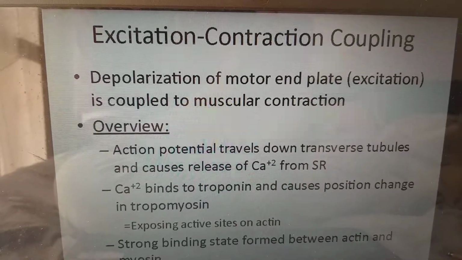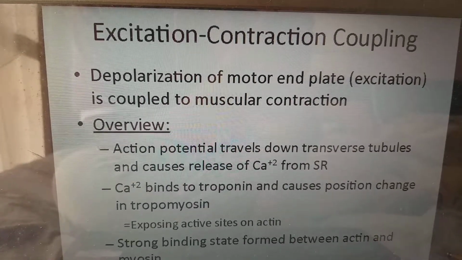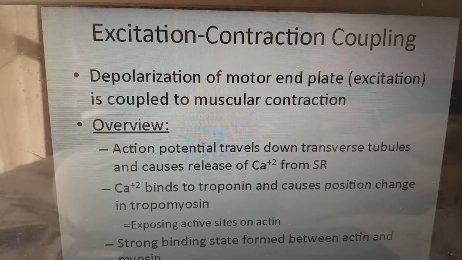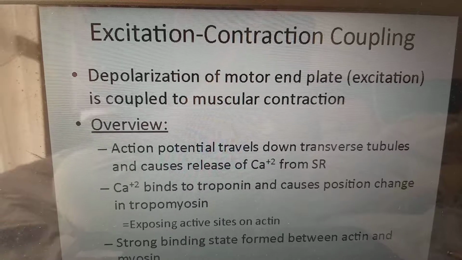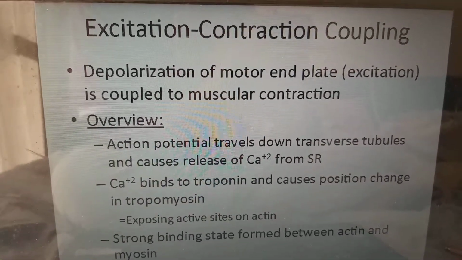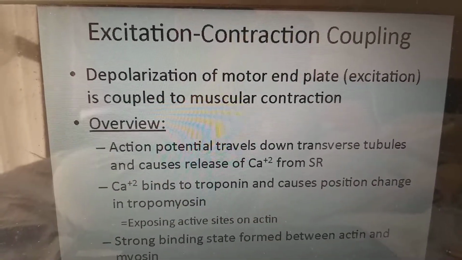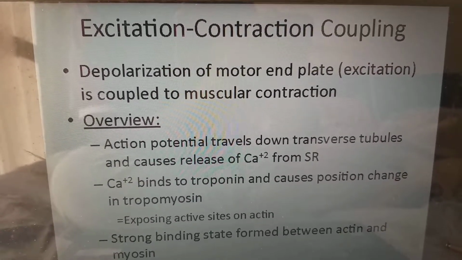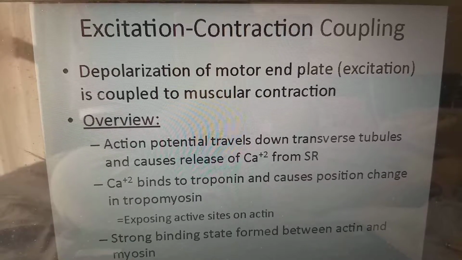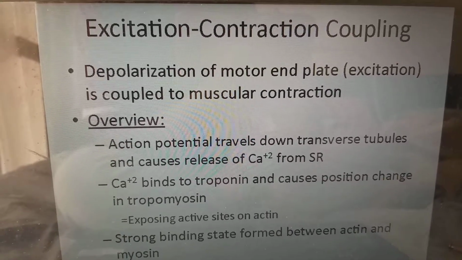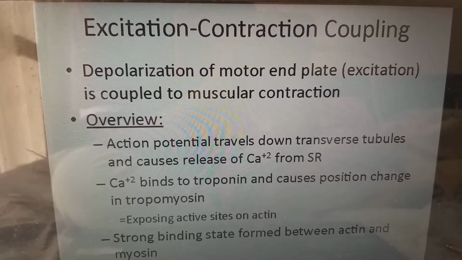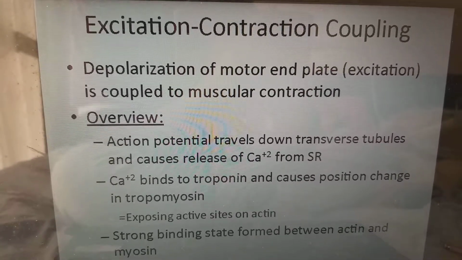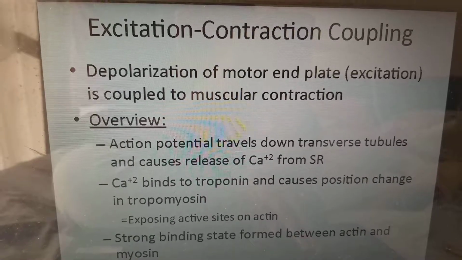Okay, excitation contraction coupling. The depolarization of the motor end plate, we call it excitation, is coupled to muscle contraction. So, overview: the action potential travels down the transverse tubule and causes the release of calcium from the sarcoplasmic reticulum. Now the calcium will bind to troponin and cause a position change in the tropomyosin, exposing the active site on the actin. Now a strong binding state is formed between the actin and myosin. Now the contraction will occur.